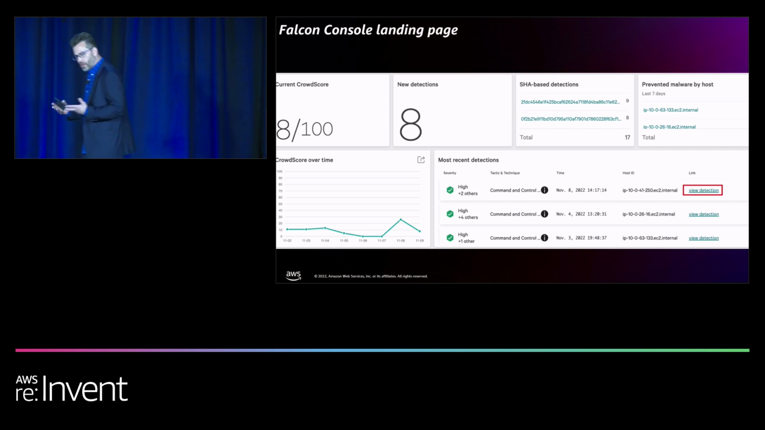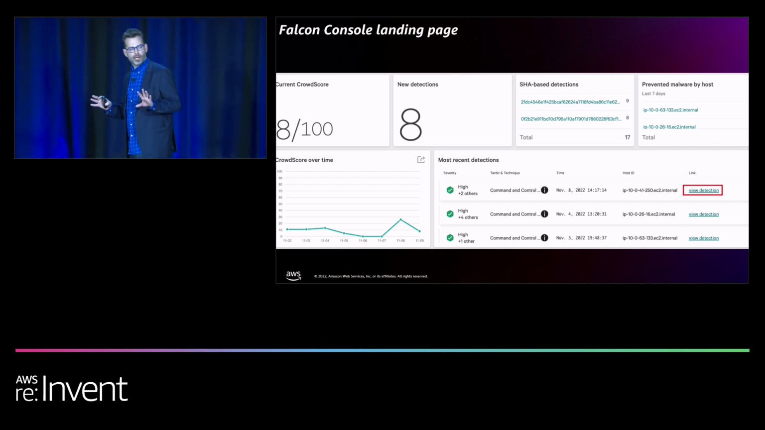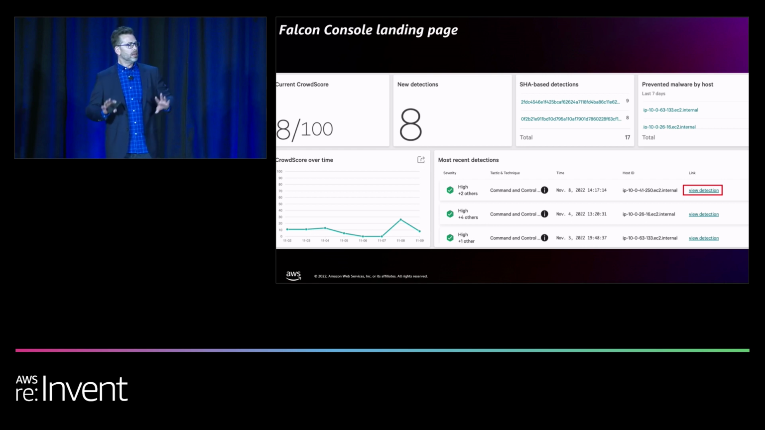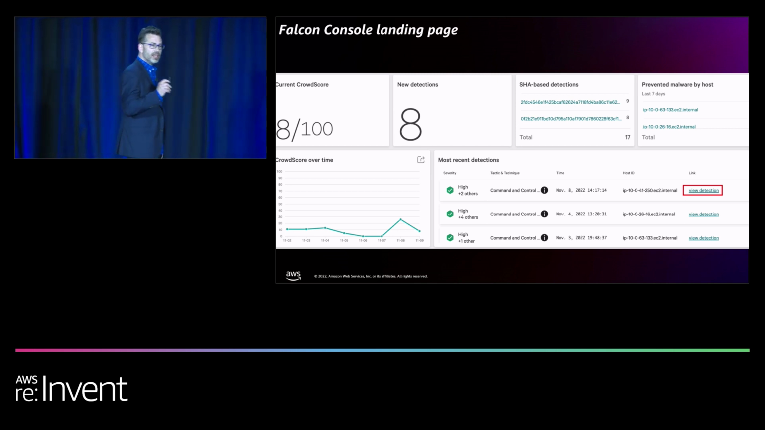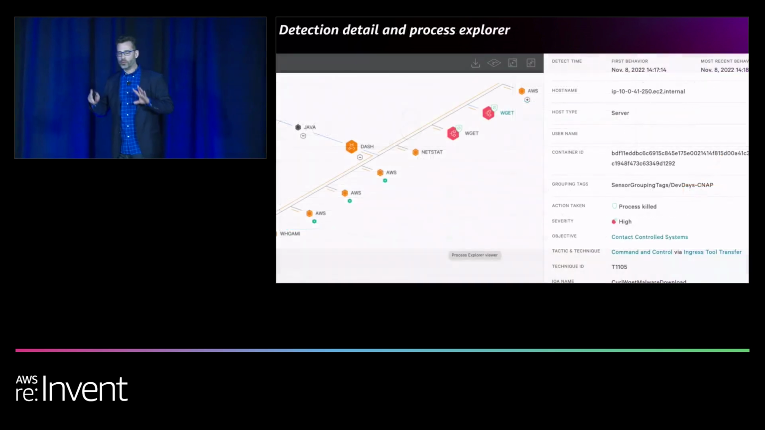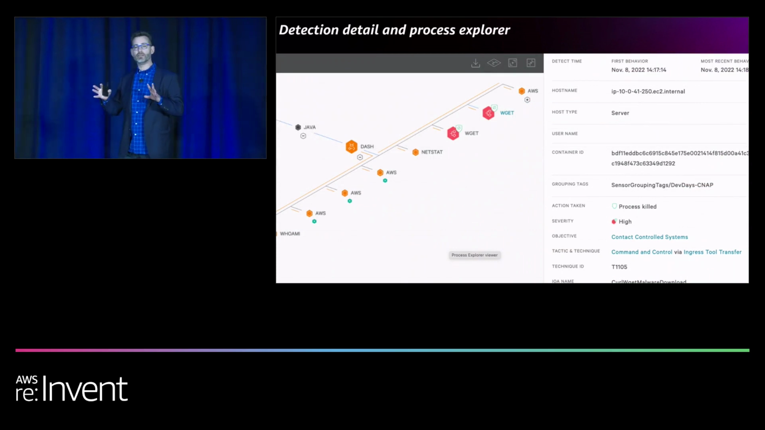So walking through an example of what that looks like, here is the Falcon console landing page. This is the main page on your Falcon console. And you can see that there's a section that shows the most recent detections. Now, you can click right in that detection, and that brings you to a detailed view of that specific detection.